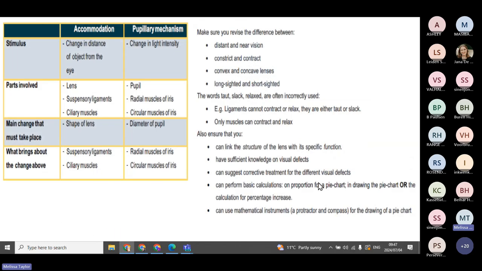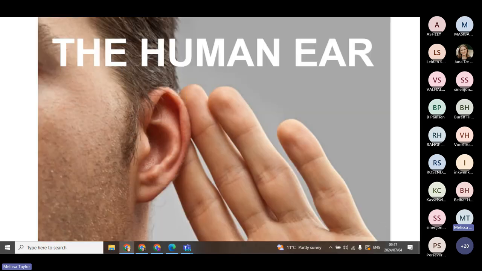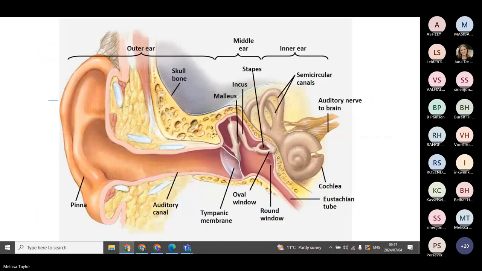Right, a few things in the eye. This is just a little summary of the differences between accommodation and pupillary mechanism, but I did cover those things. Right. I want to point out a few important things about the ear. There's only one question on the ear that I'll get you guys to do just now, but there are a few things that are important for me to mention here.